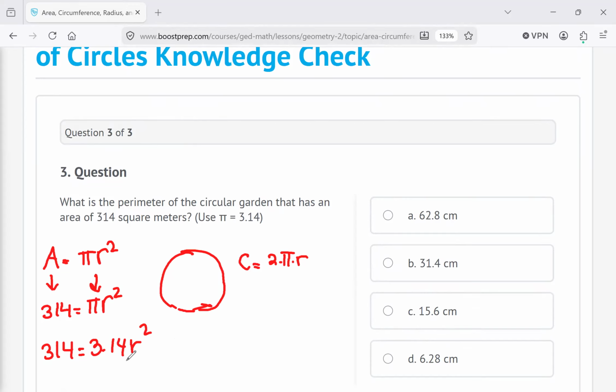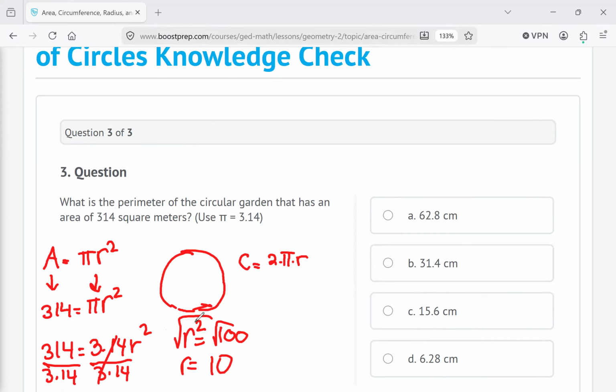Okay, now we can go ahead and solve for r. The next thing I'm going to do is divide both sides by 3.14. So you get r squared equals 314 divided by 3.14. It is 100. Take the square root of both sides, and you get 10. Okay, now we're getting somewhere.